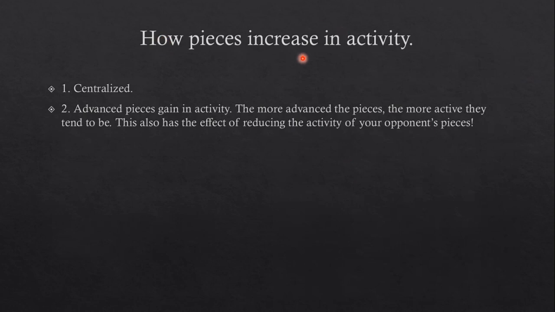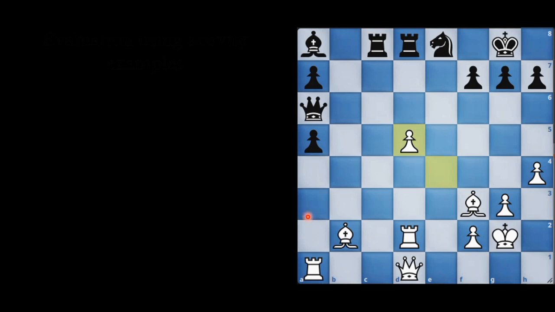So how do pieces increase in activity? Again, we said centralize, right? You want to place them in the extended center, the 16 squares that we discussed. Advanced pieces gain in activity. The more advanced your pieces are, the more active they are. So a knight on e5 will be better than a knight on e4. Why? Because a knight on e5 is more advanced and therefore more active, and it's also large in the enemy's position, for example, if you're playing white. Now let's take a look at an example of evaluating at a glance, right?